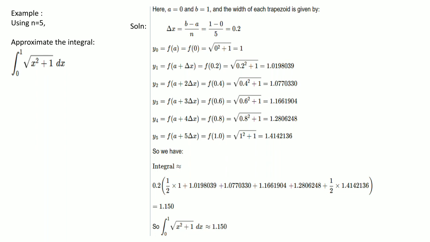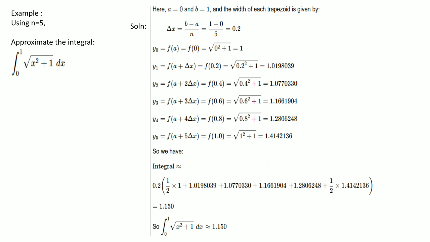So finally we get y5 equal to f(1). You have to substitute the value of 1 in the function, and you will get the value of y5 equal to 1.4142136. Now what we have to do is apply the trapezoidal rule.